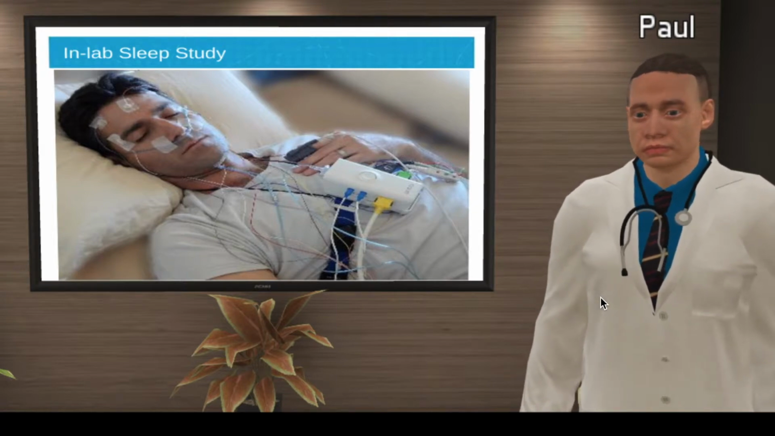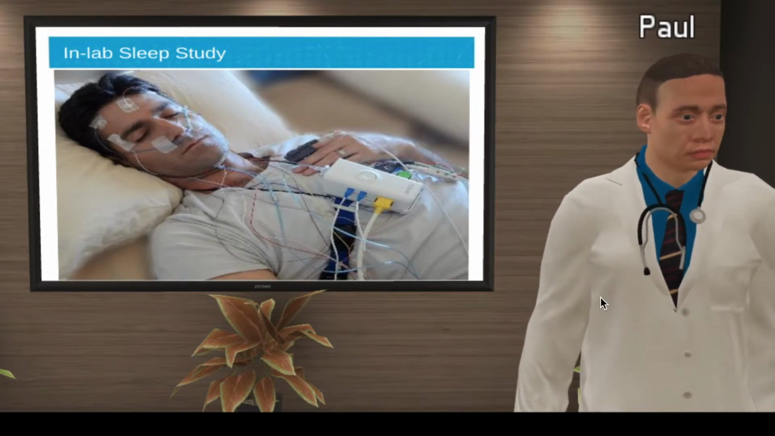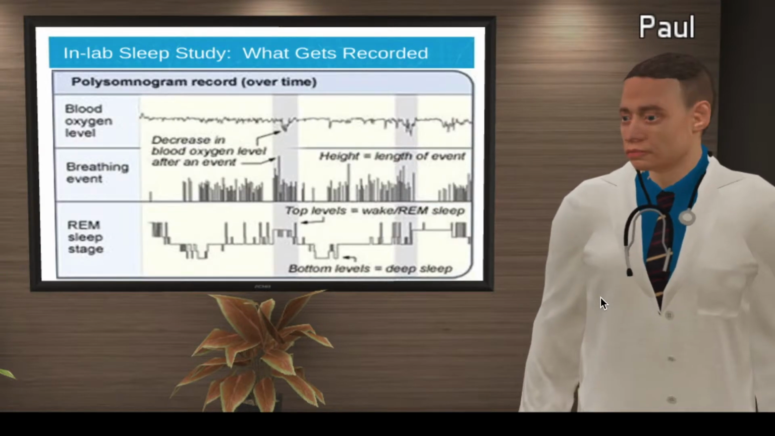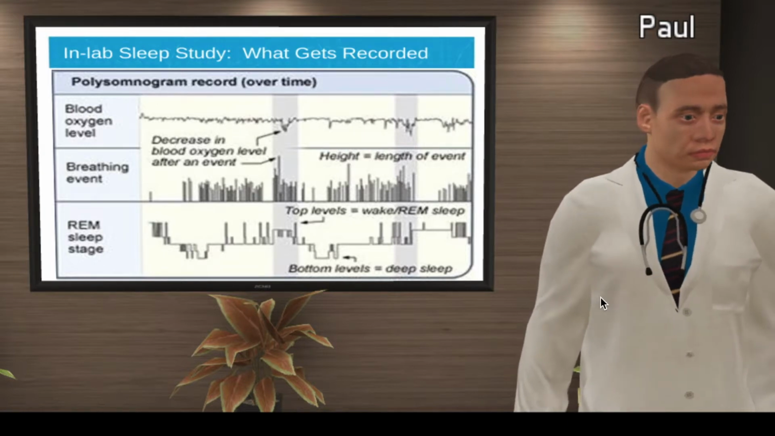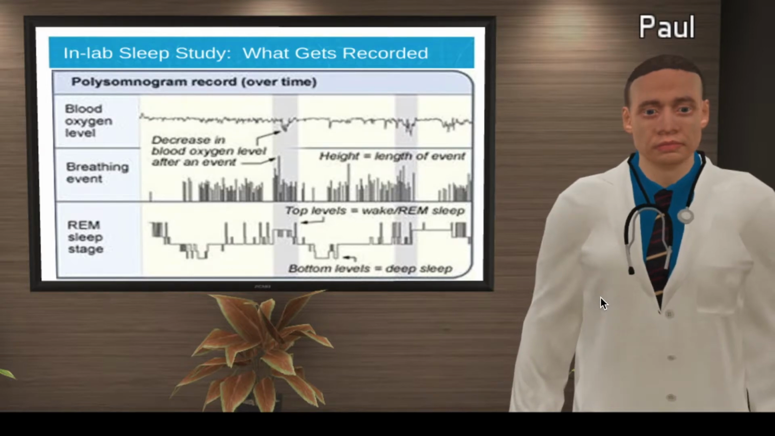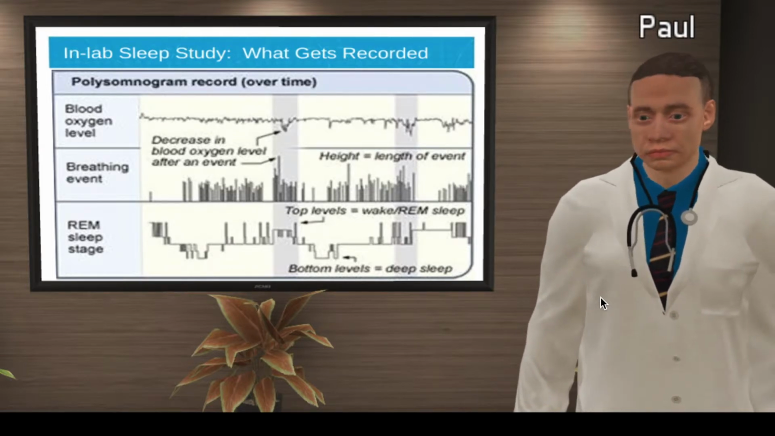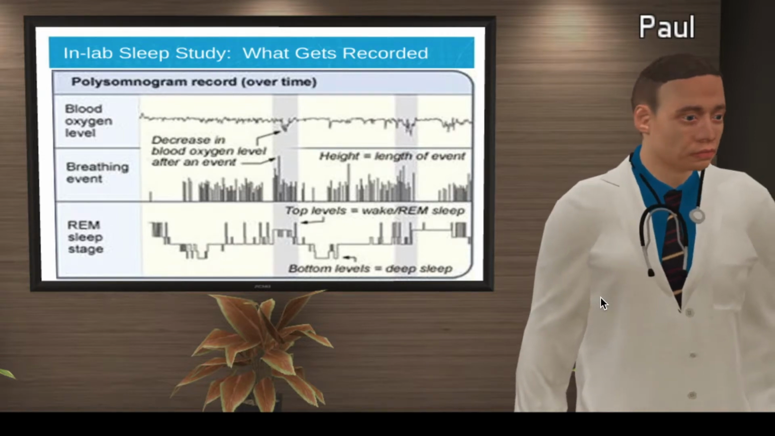People generally come to the sleep lab in the evening for a sleep recording, and they depart the next day in the morning. There are many different signals that we look at when we are monitoring sleep in the laboratory. When we do a sleep study, we are making a recording of what happens in your body overnight. We call this recording a polysomnogram.